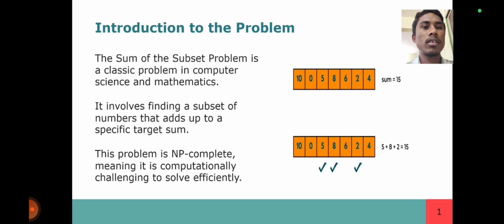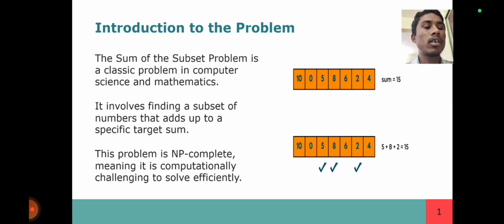First of all, we can talk about the introduction to the subset sum problem. The subset sum problem is a classical problem in computer science and mathematics, and it involves finding a subset of numbers that adds up to a specific target sum. The problem is NP-complete, meaning it is computationally challenging to solve efficiently.